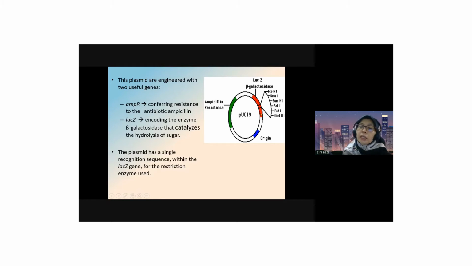So restriction site is just one, okay, for each of the specific RE. So plasmid has a single recognition sequence. So take note, single. Satu je. But for human DNA source, it has many sequences, banyak. That's why for human, it will produce many fragments. But for plasmid, just one site, one restriction site. So plasmid, single recognition sequence within the LacZ gene, for the restriction enzyme used.